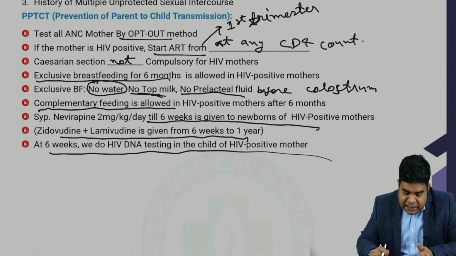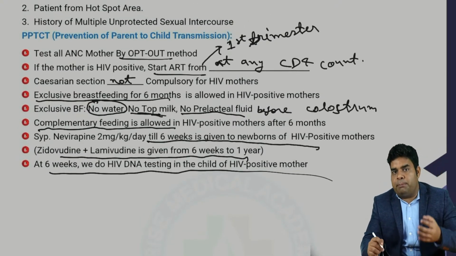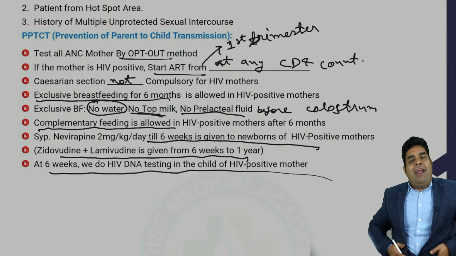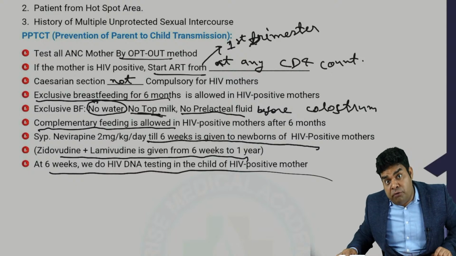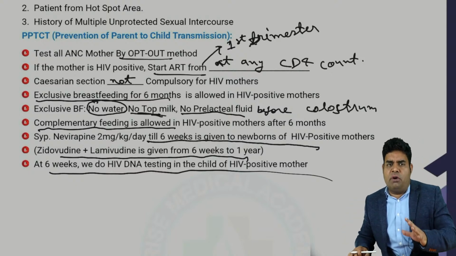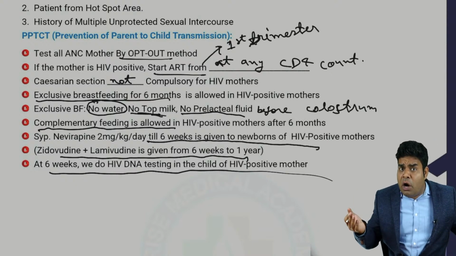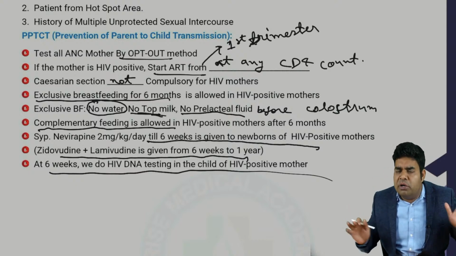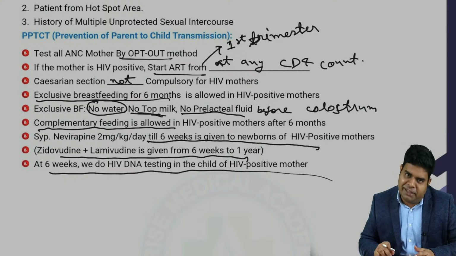Now, what is PPTCT? PPTCT means prevention of mother to child transmission. For that, suppose I am a pregnant mother and you tested me and in the first trimester I came positive, will you start medicine from the first trimester? Answer is yes. Be ruthless, start medicine from the first trimester because this is the matter of my kid. And at what CD4 count will you start treatment? At any CD4 count, doesn't matter. And we will continue it lifelong, till death.